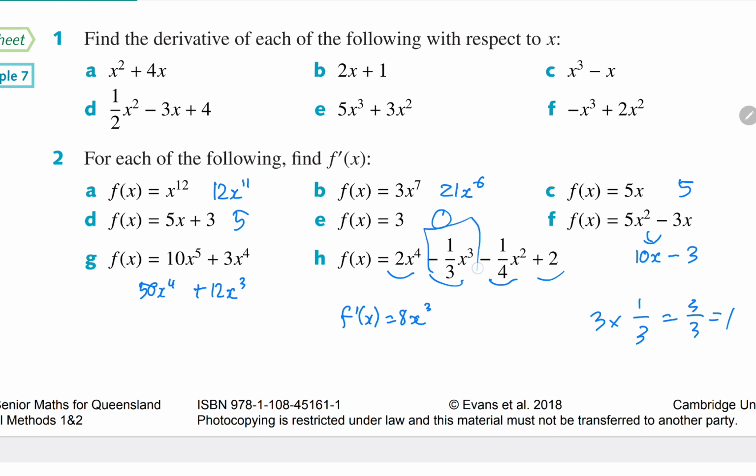X over 2. Wait, wait, wait. Write the answer for this one first. When you derive this one, what's the answer? Negative 1x to the power 2. Yep, negative x to the power 2.